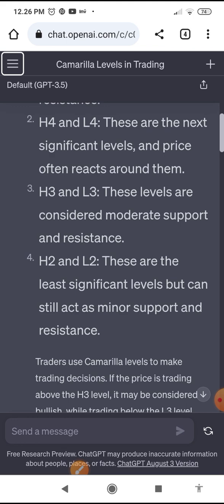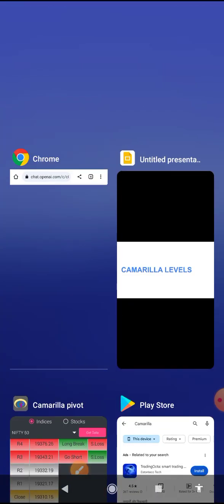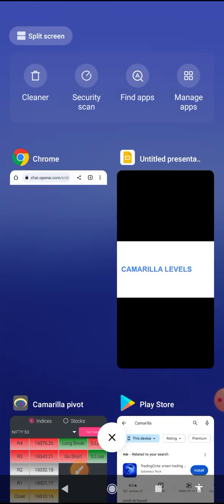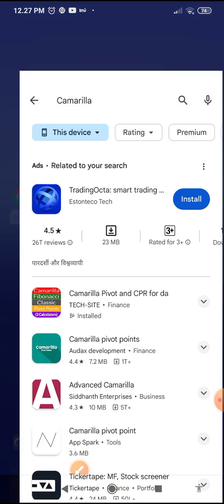First thing, we have to find out how to get these Camarilla levels, right? Now Camarilla levels you can get from some apps, mobile apps. Let me go to the Play Store, and in the Play Store we'll find one app which is a good app for Camarilla levels.